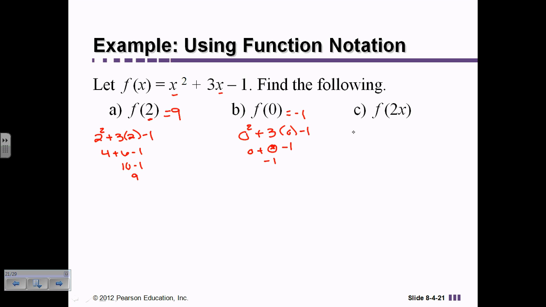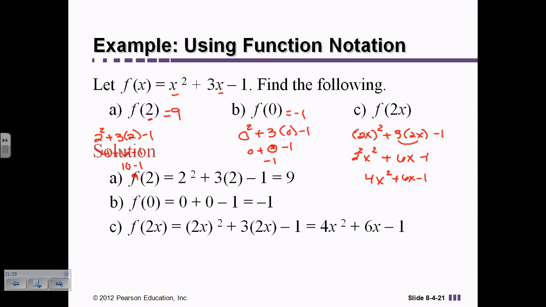This last one's a little bit more complicated. We're going to take 2x, and we're going to square it, plus 3 times 2x minus 1. So 2x squared is going to be 2 squared times x squared, plus 3 times 2x is 6x minus 1. So this is 4x squared plus 6x minus 1. Now in that last example, since those are different terms, those are not like terms, then we cannot combine anything else together, and that's our final answer.